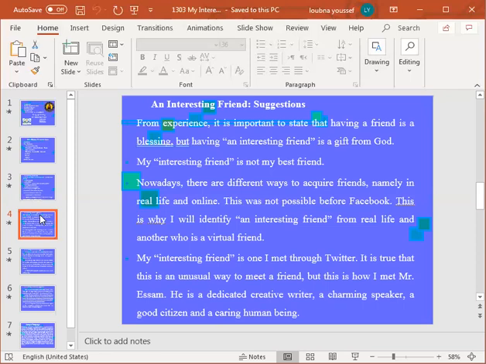Now, here is another suggestion. Nowadays, there are different ways to acquire friends. So here, the writer is going to write not simply about having a friend, but how one acquires a friend. Namely, you can acquire a friend in real life, and you can acquire a friend online.